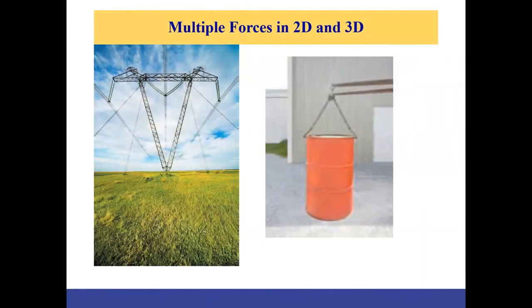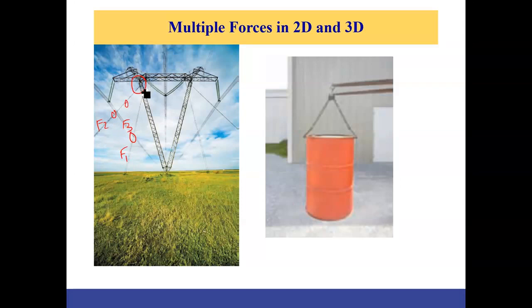Chapter 2. Multiple forces in 2 dimensions and 3 dimensions. In this slide, we can see that a tower is being supported by multiple cables, and each cable supports some force such as F1, F2, F3, and so on. How can we find the resultant force acting at the joint on the tower? For that, we need to add each one of these forces to find the resultant force.